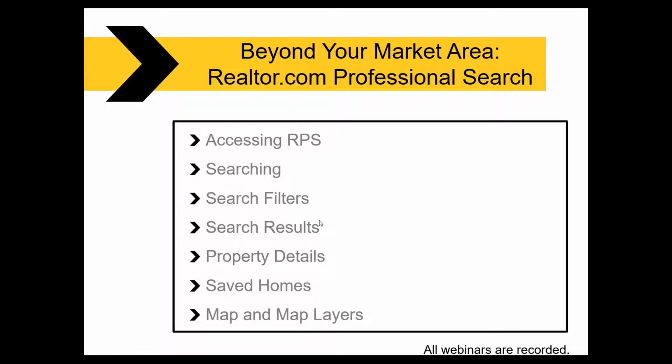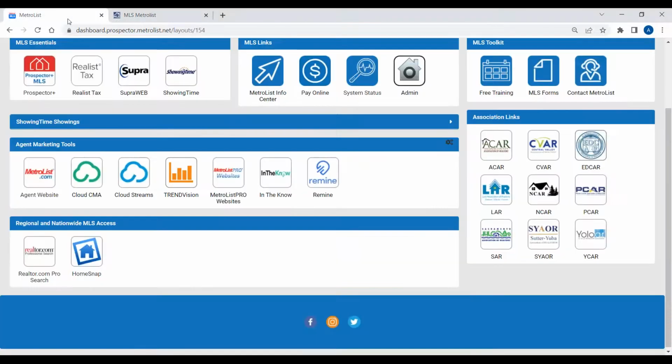We also looked at our search results, all of the information that you get once you select a property, and we looked at those details. We showed you how to save homes. Whenever you see that little heart, it shows you how to save a home, and that's what I forgot to do. I forgot to show you how to actually pull up those saved homes again. So let's do that one more time.